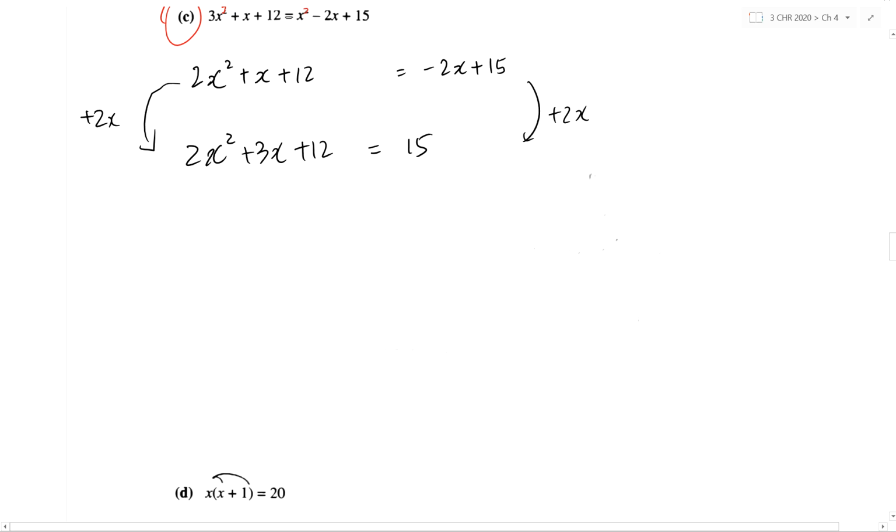Now I don't want the 15. I want it to be a 0. How do I get rid of the 15? Okay, minus 15. So 2x squared plus 3x, 12 minus 15 is negative 3. And we have achieved equal to 0. At this point, what is a? b? c?